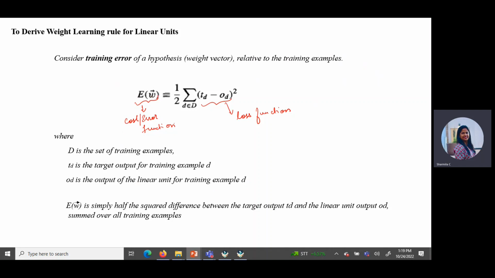Here, E of vector W is simply what? Half the squared difference between the target output TD and the linear output OD, summed over all the training examples, so D belongs to capital D. We consider this the loss function. This is the training error of a hypothesis related to the training examples.